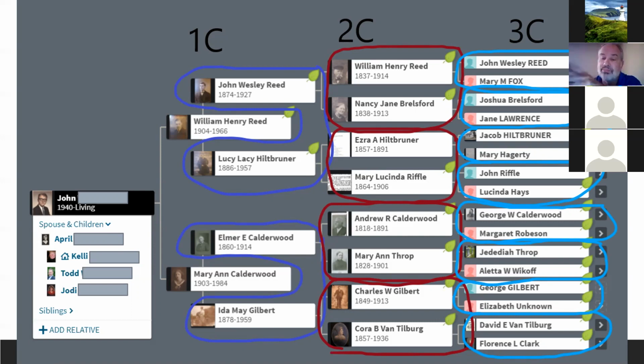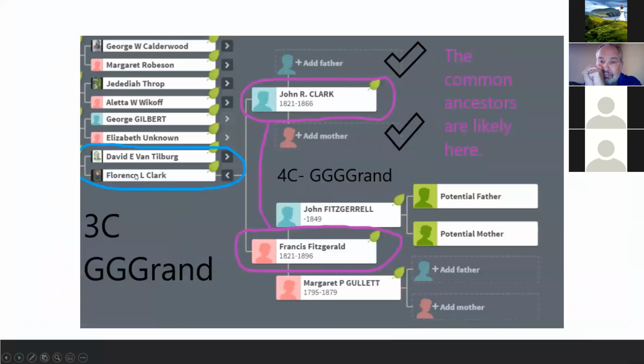Now, I don't know if you've spotted the Clark yet. Let me give you a minute to look here. Do you see where the Clark shows up in my dad's? All the way down here in the lower right corner, Florence Clark. That's the Clark in my dad's tree, and if I expand that, Family Tree Maker lets you click on that little arrow and keep expanding it. So if I expand Florence Clark, I get John Clark, and Francis Fitzgerald is who he married.